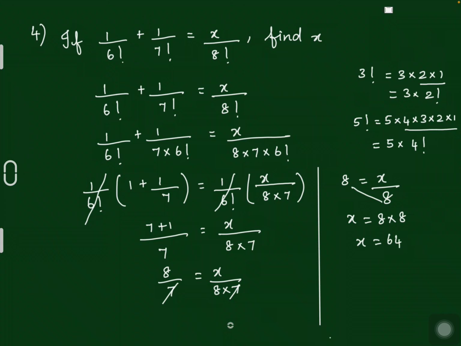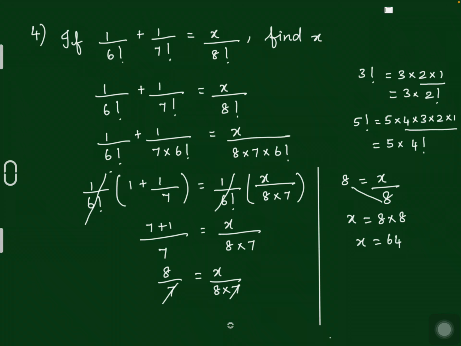So what I did here? 1 by 6 factorial plus 1 by 7 factorial, I wrote it as 1 by 7 into 6 factorial, that is equal to x by 8 factorial, again I wrote it as 8 into 7 into 6 factorial to simplify and find the value of x. So 1 by 6 factorial is common in both the terms, first and second term. So I took 1 by 6 factorial common outside. So 1 plus 1 by 7 is equal to, again on the right hand side I took 1 by 6 factorial common outside, so x by 8 into 7 is left out.